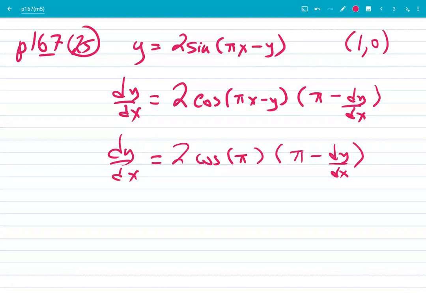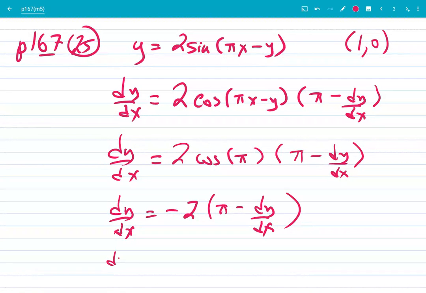All right, so what if we figure out what the cosine of pi is? Well, the cosine of pi is negative 1, right? The cosine of 180 degrees is negative 1. So I get a negative 2 there. So this really simplifies to dy dx is negative 2 times pi minus dy dx. Okay, good. Or dy dx, let's distribute the negative 2, is negative 2 pi plus 2 dy dx, right?